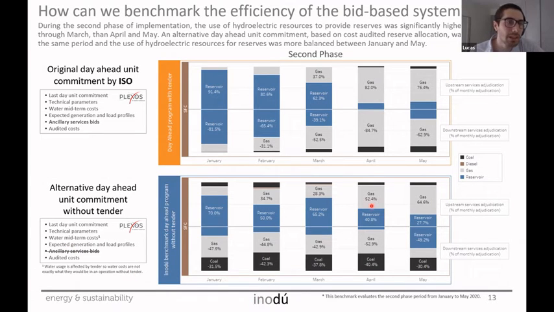The results of the analysis of the alternative program are shown here in the bottom row. As we can see, there is a lower adjudication of reserves to resources like gas, hydrothermal and hydro resources, which means that there is a lower requirement of those resources during the operation.